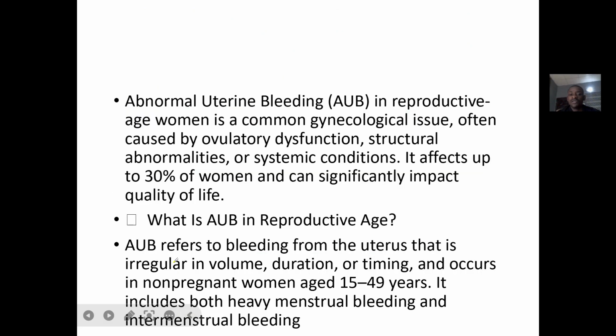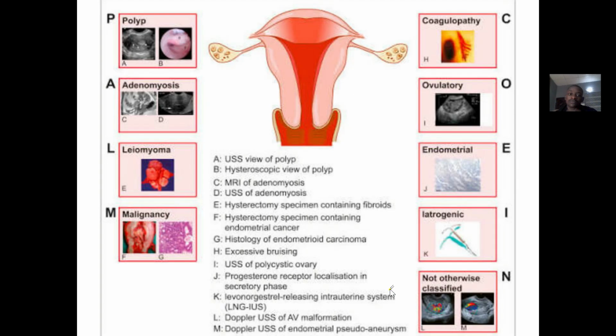For the reproductive age, it's a common gynecological issue. It's often caused by a lot of things, which we'll get to talk about. When we say it affects about 30% of women, you should note that statistic. Now, what is the reproductive age? Between the ages of 15 to 49. She's having heavy menstrual bleeding, or sometimes she's having bleeding even between menstruation.